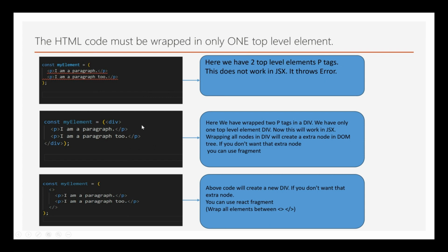But wrapping all nodes in division will create an extra node in DOM tree. If you don't want that extra node, we should use Fragment. Third block of code shows how to use React Fragment. We simply wrap all the HTML code in between these fragment tags.